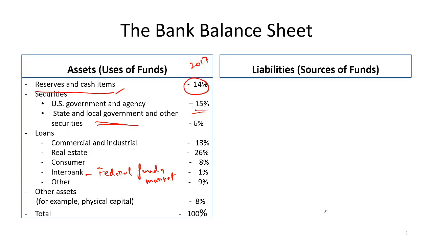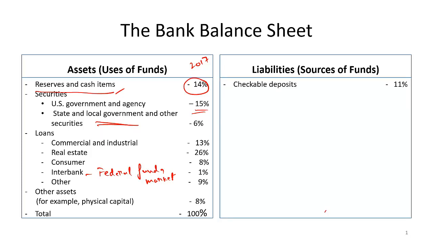Now we'll move to the liability side. The most important liability of a bank is the checkable deposits. That's the money that you and I put in a bank and carry out day-to-day transactions in our checking account. Any money that's lying with the bank is a liability for the bank because that's the money that it owes to us, and that accounts for 11% of the total right now.